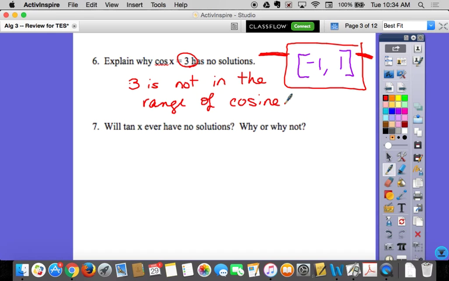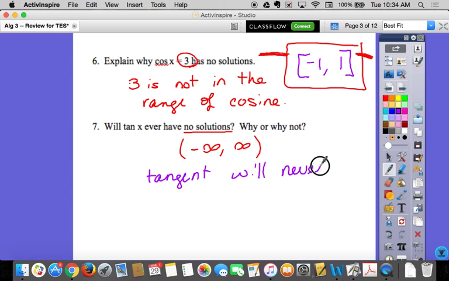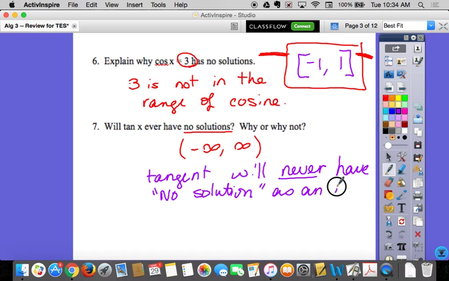Okay, now will tangent of x ever have no solutions? Well, what did we say was the domain of the inverse tangent and cotangent? They work for everything. So will you ever have something that doesn't work? No, you won't. So tangent will never have no solution as an answer. All values work.